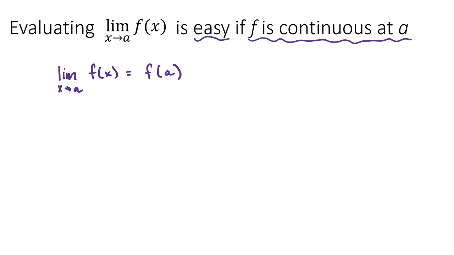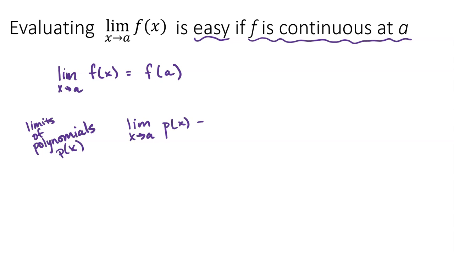So that tells us that we can evaluate the limit by simply plugging a into the function if we know a function is continuous at a point. This means that evaluating the limit of a polynomial is really easy because polynomials are continuous everywhere, and so everywhere for a polynomial the limit as x approaches a of the polynomial p of x is just equal to p of a. Nothing more to talk about polynomials.